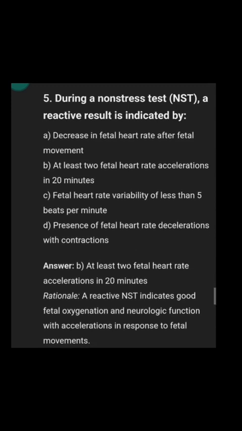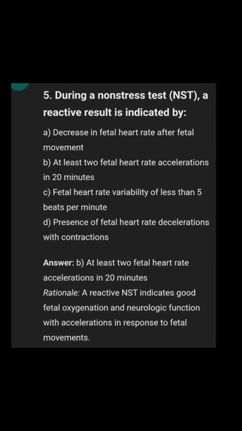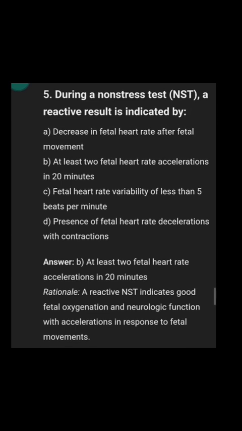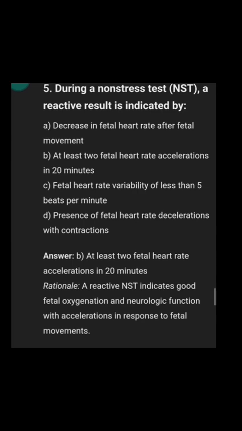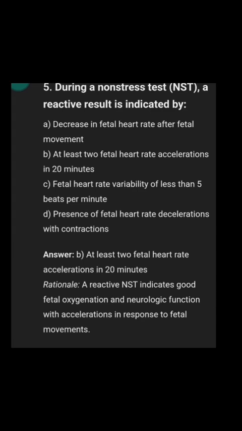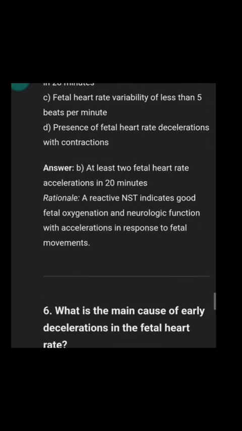5. During a non-stress test, NST, a reactive result is indicated by A. Decrease in fetal heart rate after fetal movement. B. At least 2 fetal heart rate accelerations in 20 minutes. C. Fetal heart rate variability of less than 5 beats per minute. D. Presence of fetal heart rate decelerations with contractions. Answer: B. At least 2 fetal heart rate accelerations in 20 minutes. Rationale: a reactive NST indicates good fetal oxygenation and neurologic function with accelerations in response to fetal movements.